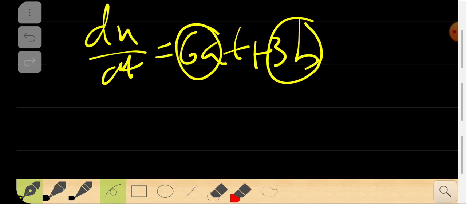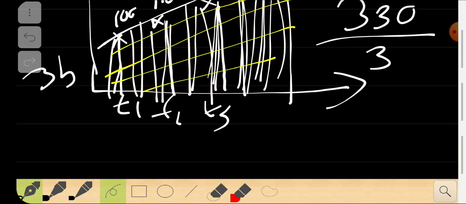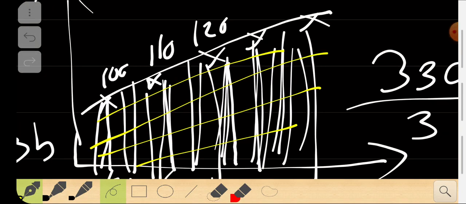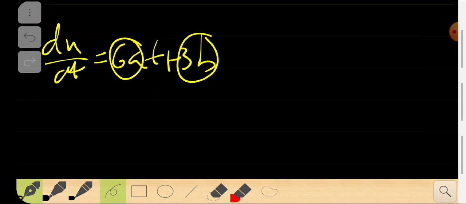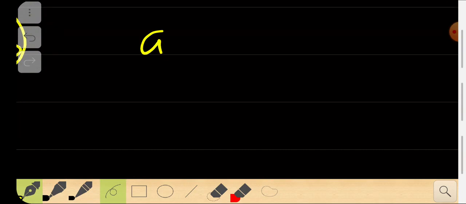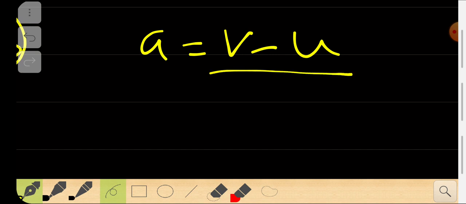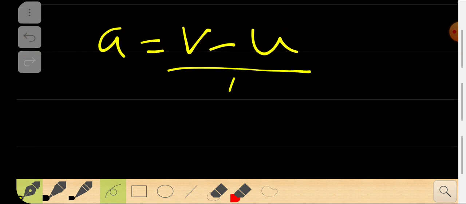Now if you remember the change rate, if you look at the same curve, you can find the time rate of change of velocity, which is called the acceleration. So you can do the same thing, that is acceleration is equal to v minus u, or v2 minus v1, depending upon your choice, by t or delta t. Okay, it will look like that.